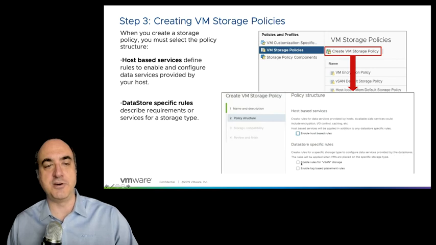Now, normally what you'll find are two checkboxes. One that says enable rules for vSAN, if you've got a vSAN in your environment. If you don't have vSAN, this won't be an option. And then enable tag-based placement rules. You'll always have this as an option because this is what is kind of the default.